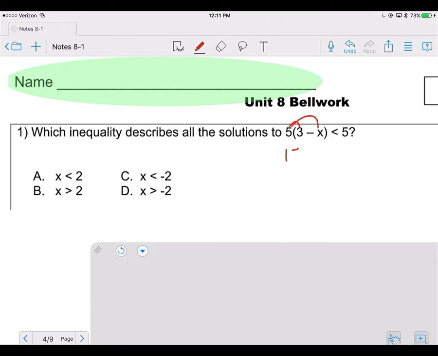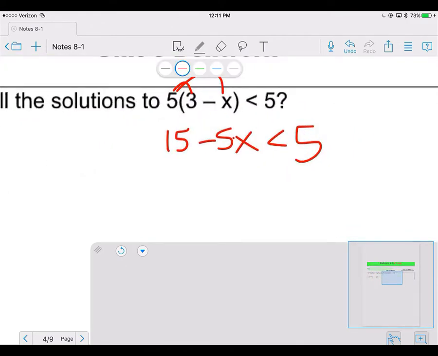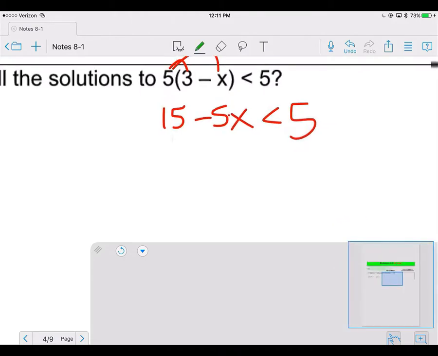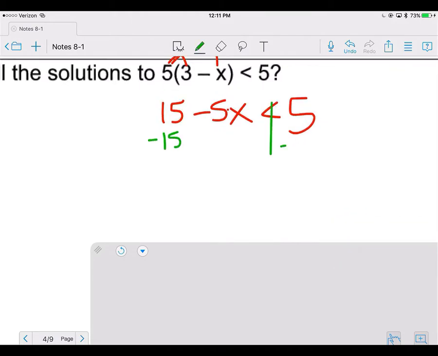5 times 3 is 15. 5 times negative x is negative 5x. And the less than 5 stays where it is. From here, I'm going to move the 15, so I subtract 15 from both sides. So negative 5x is less than negative 10.